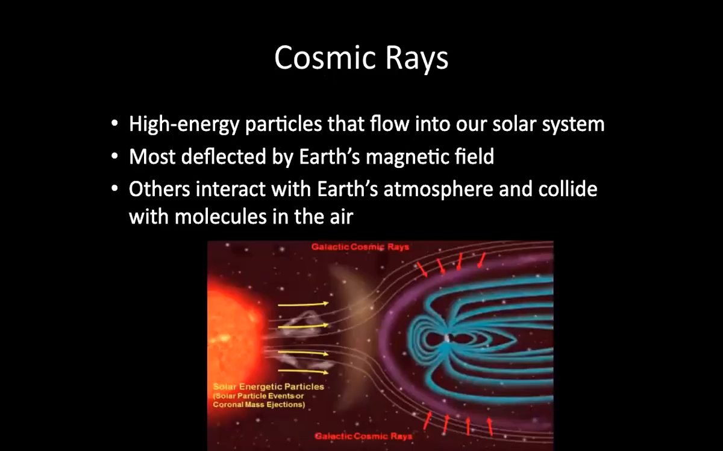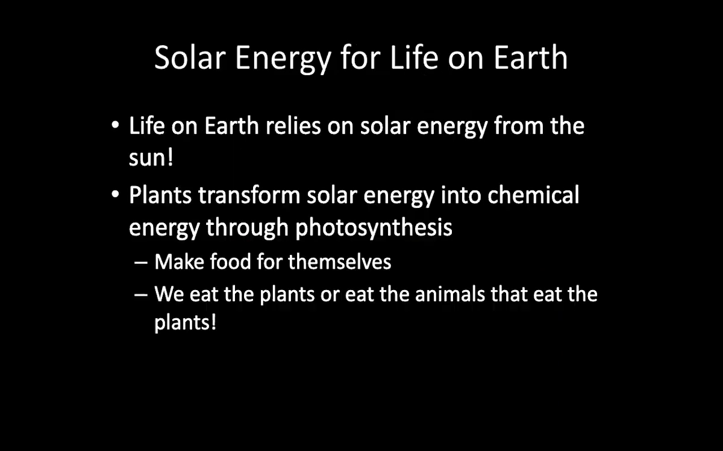One more thing, sorry, I forgot. High energy particles that flow into our solar system are known as cosmic rays. So these are mostly deflected by Earth's magnetic field, and others interact with Earth's atmosphere and collide with molecules in the actual air, okay? So these are cosmic rays. And then solar energy for life on Earth. Life on Earth relies on solar energy from the sun. So plants transform solar energy into chemical energy through a process called photosynthesis.